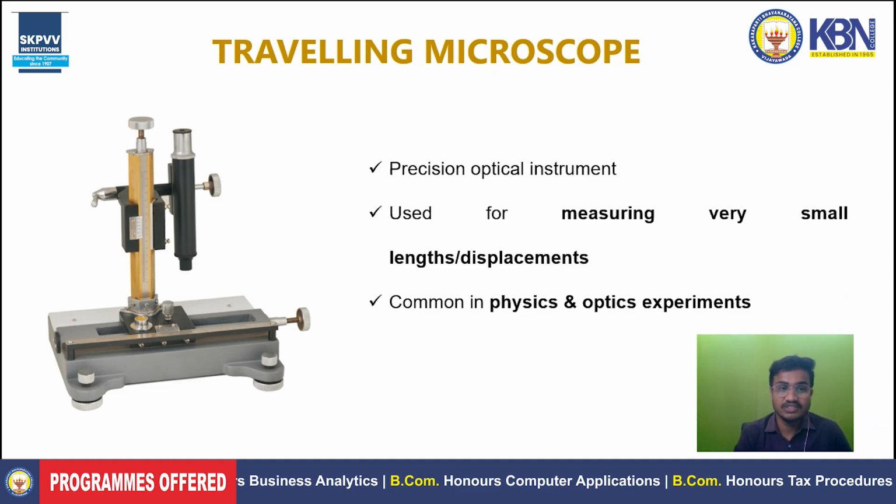It is used for different experiments in the physics laboratories. The traveling microscope is a precise optical instrument which is used for measuring very small lengths and displacements. So it is commonly used in physics and optical instruments, as I said.